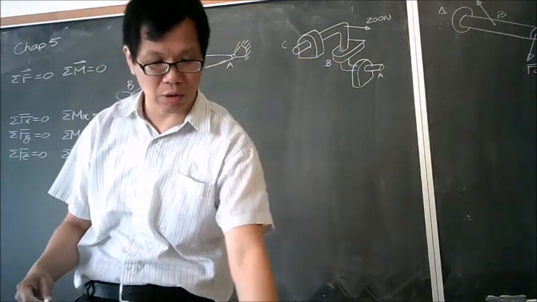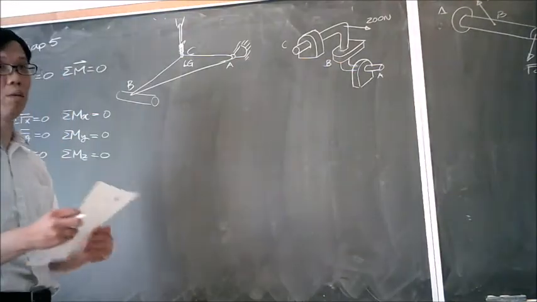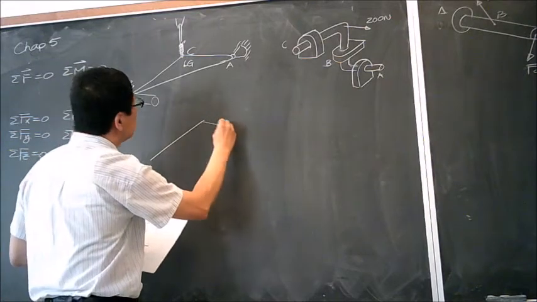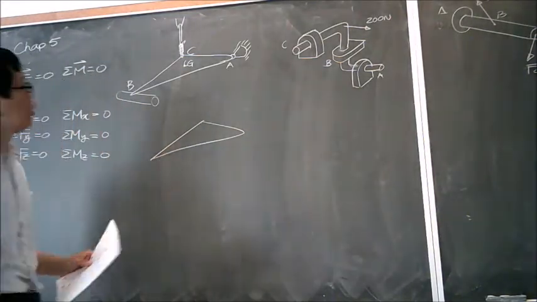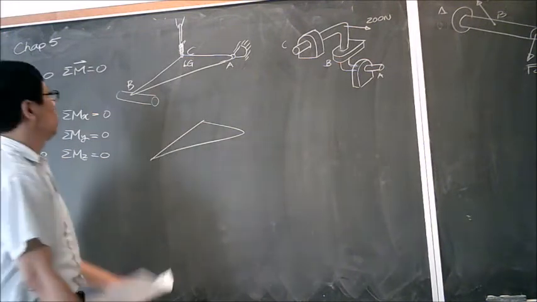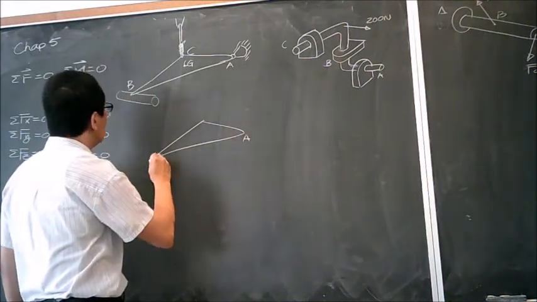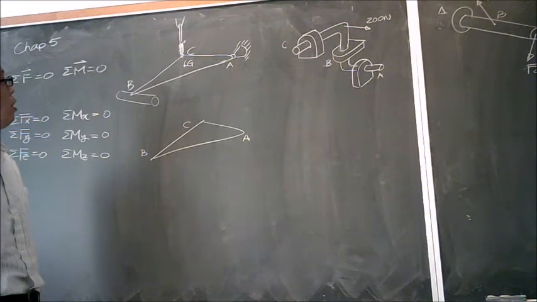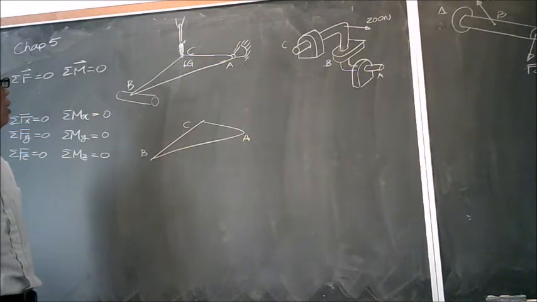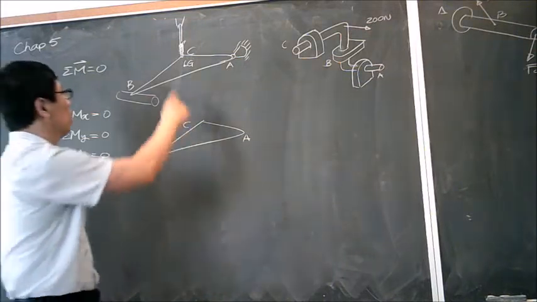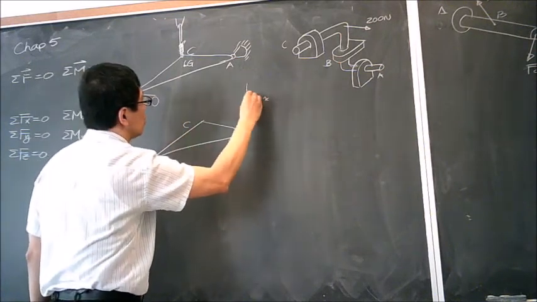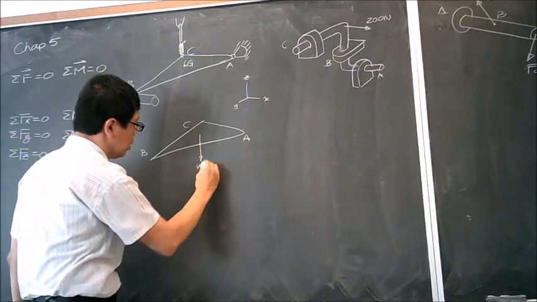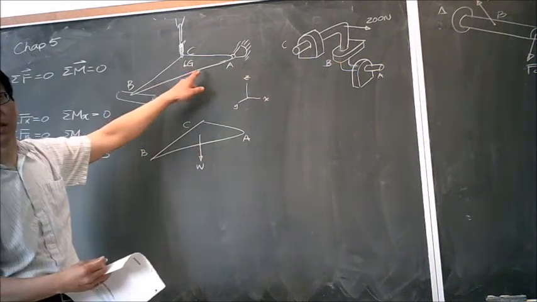I just want to give you guys a heads up. I'm going to do one example for today if I have time. So now I want to draw the free body diagram for this thing. I have force applied at A, B, and C. And this is a plate, so which means I have gravity located over here. If I do X, Y, and Z, I'm going to have a weight downward located at the gravity center over here.